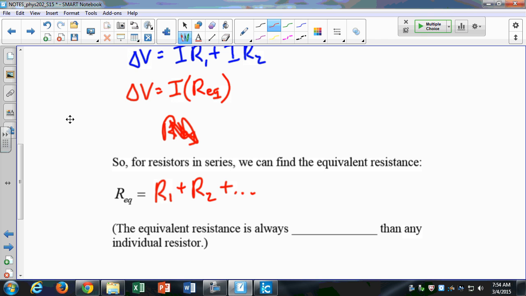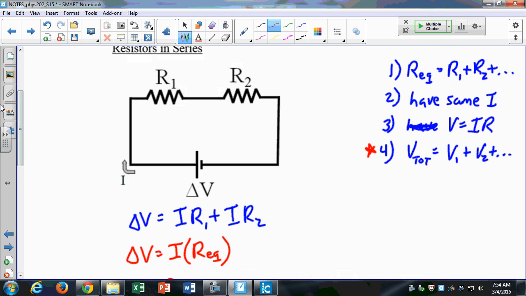And the equivalent resistor is always bigger than any individual resistor. That seems obvious. I hope it seems obvious for resistors in series, both mathematically and intuitively. Remember, resistors, they do what to electricity? They help to speed it up, slow it down? They resist the flow of electricity. And so if I have a small resistor and a big resistor, if I put a really big resistor in, that's going to limit the current. The resistance will actually be bigger than that. You know what I mean?